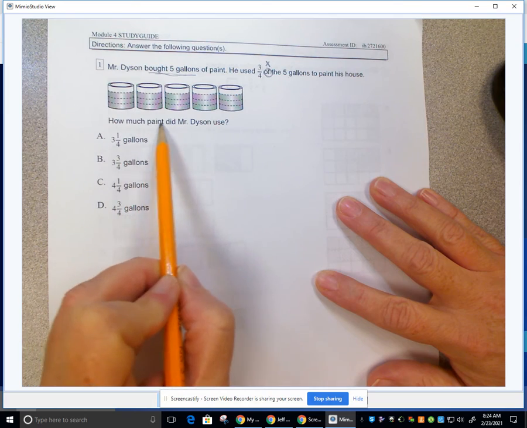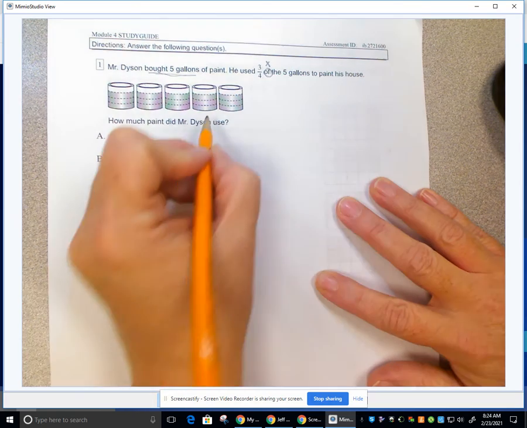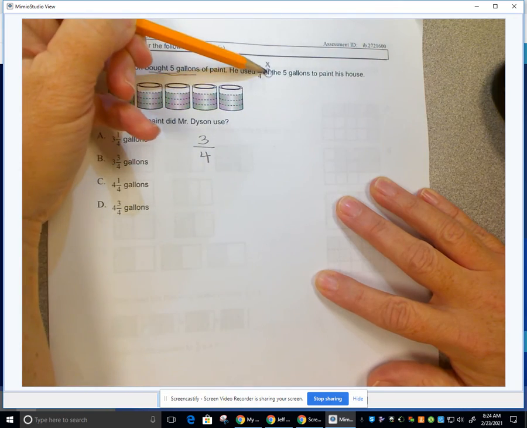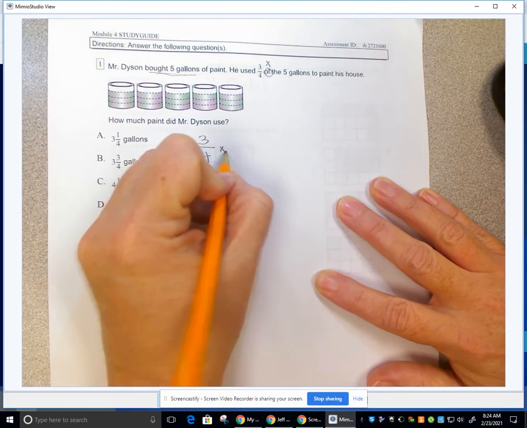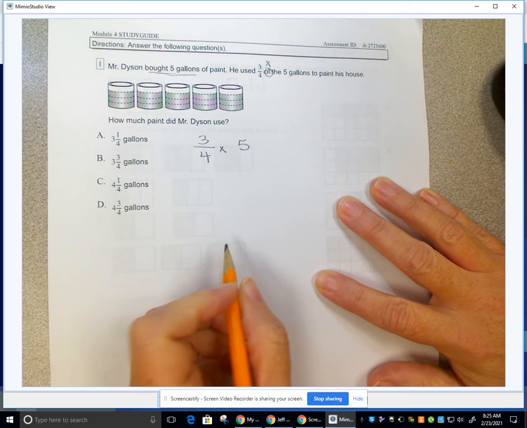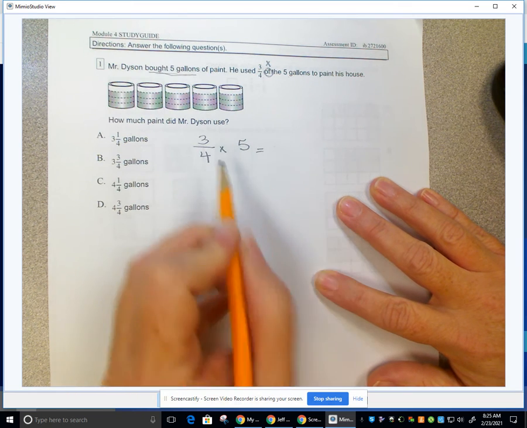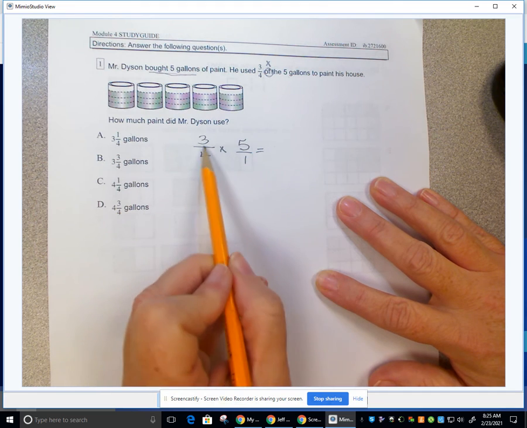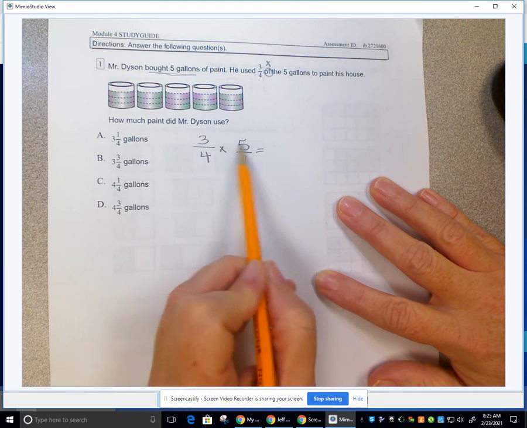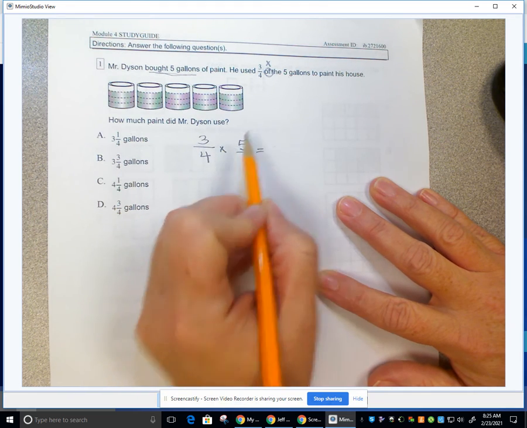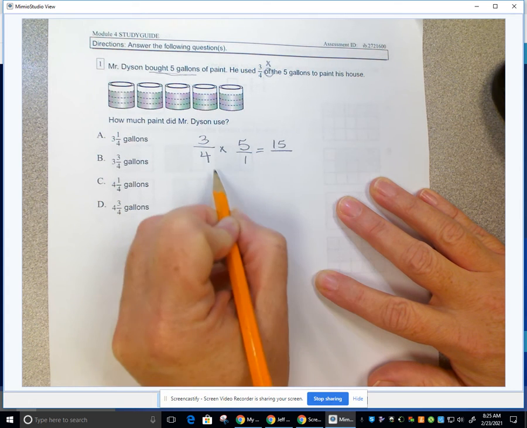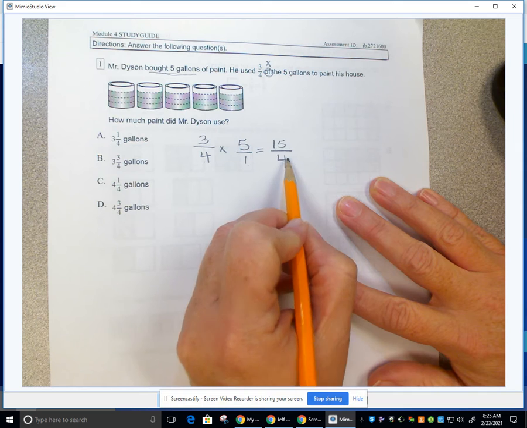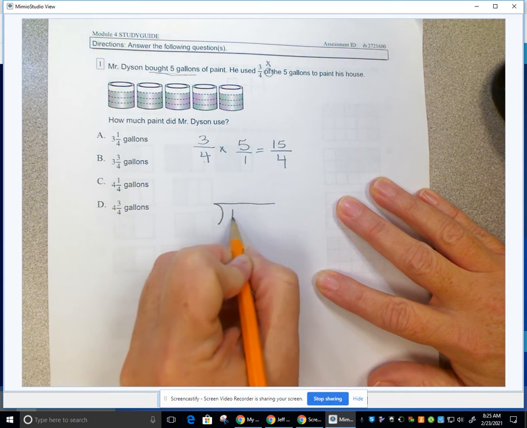It says, how much paint did Mr. Dyson use? So I'm going to set it up. 3/4 of means times 5. Now, when I see a whole number here, I can slap a 1 under it. And when we're multiplying fractions, we just go straight across. 3 times 5 is 15. 4 times 1 is 4. I've got an improper fraction. I've got to divide to fix it.